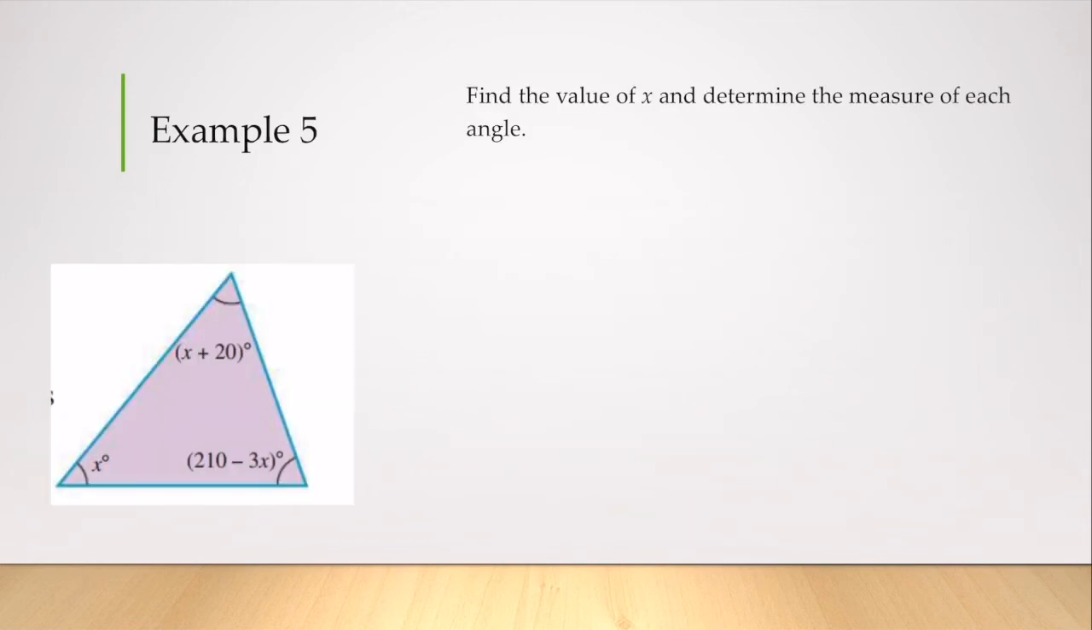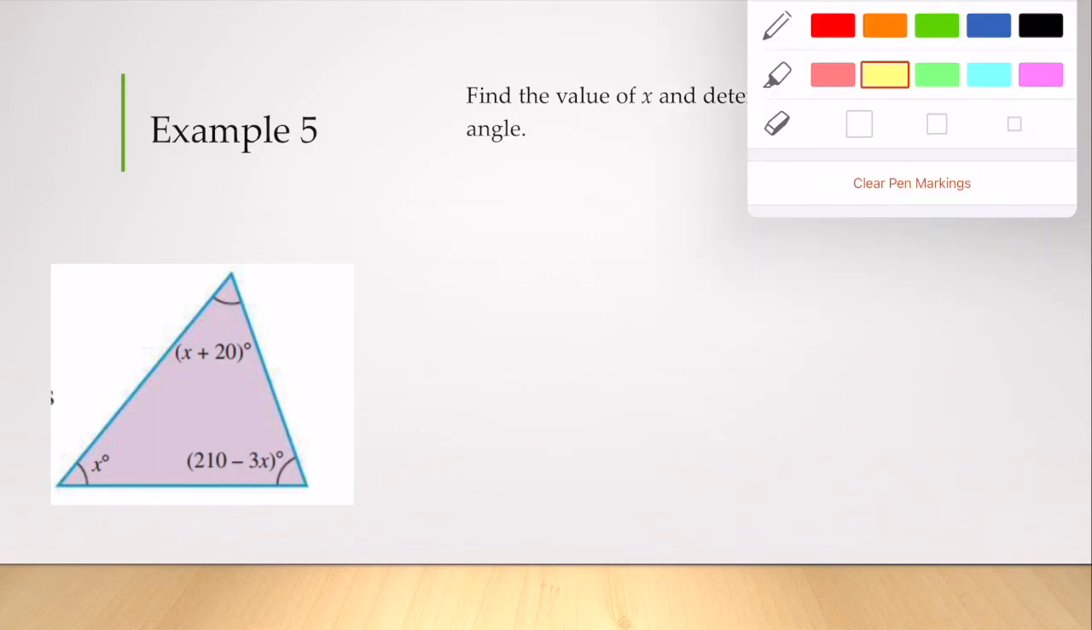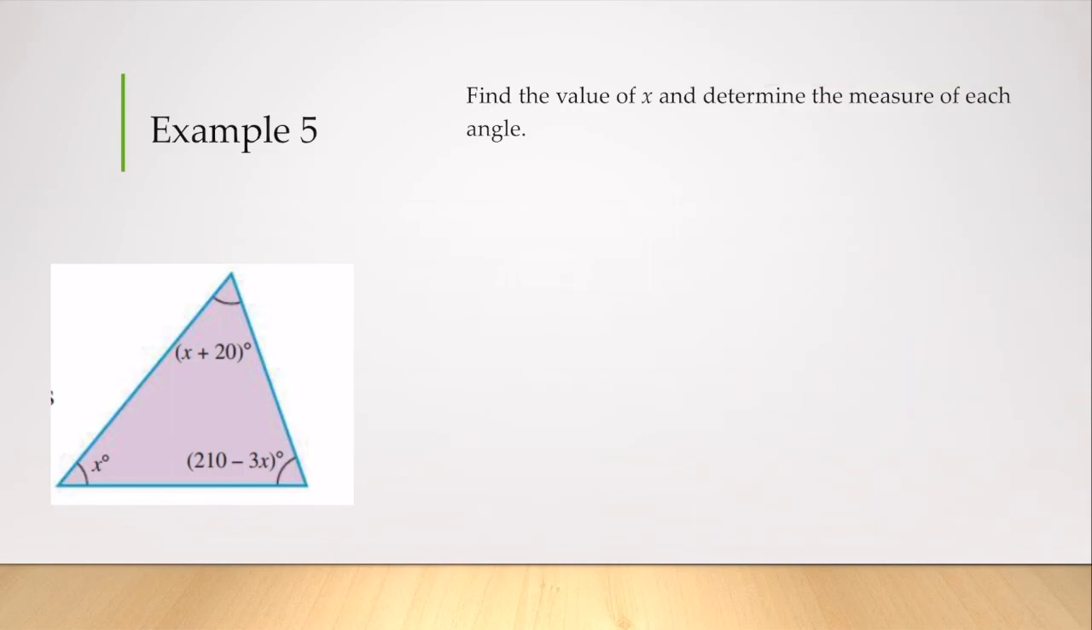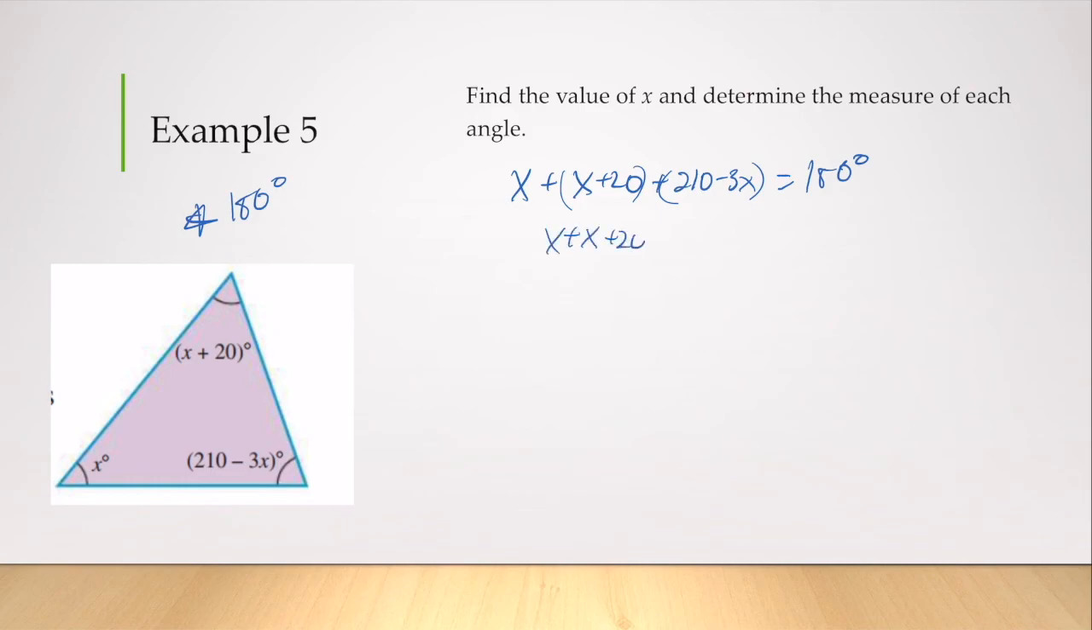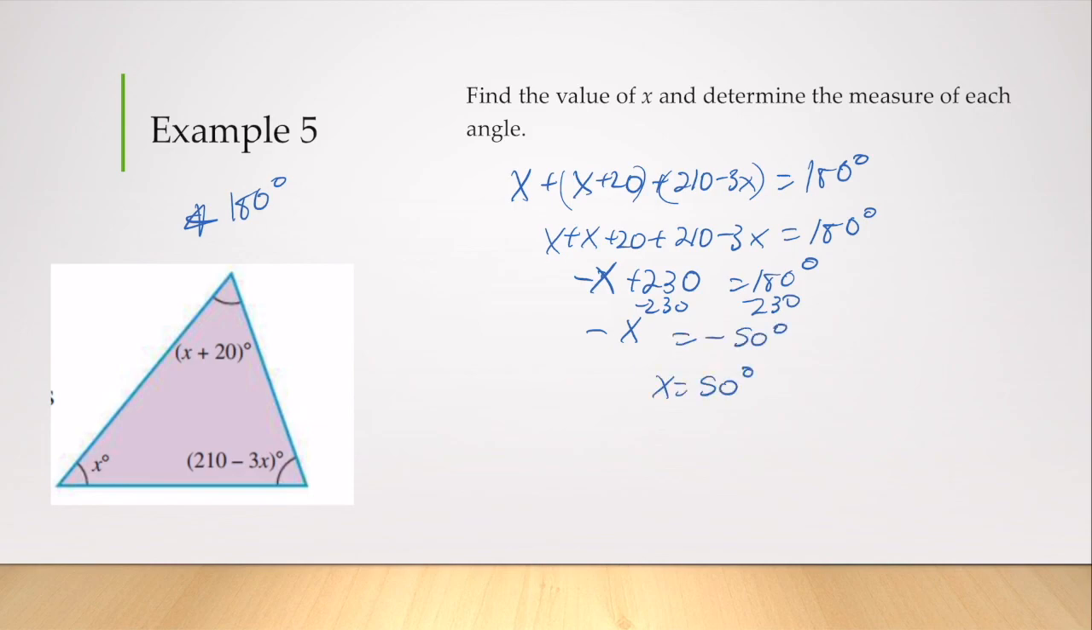Last example for this section, let's find the value of x and determine the measure of each angle. So remember that the angles of a triangle add up to 180 degrees. So I have x plus 20 plus 210 minus 3x equals 180 degrees. That's going to give me negative 2x plus 230 is 180 degrees. If I subtract 230, negative 2x is negative 50 degrees, so x is 25 degrees.